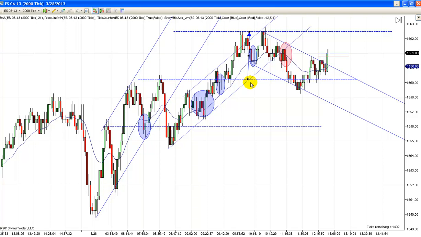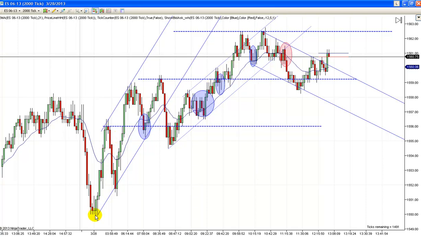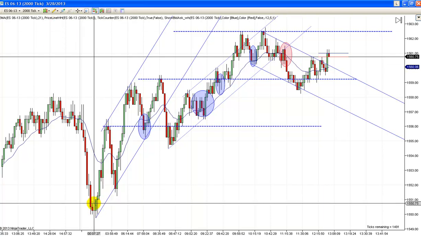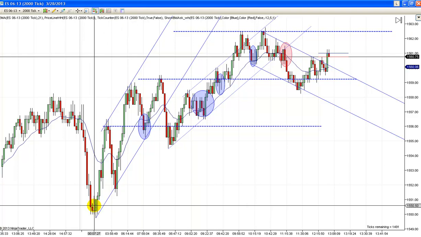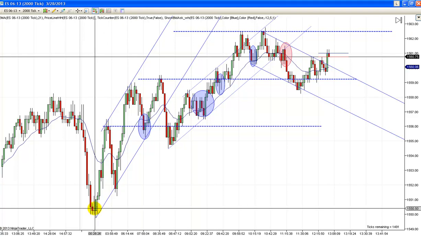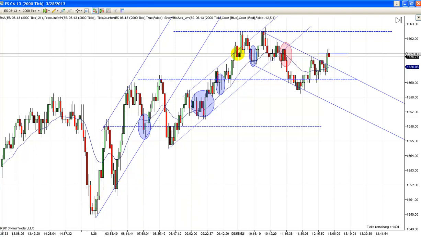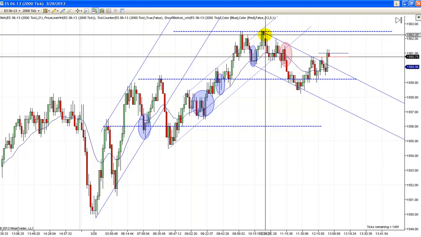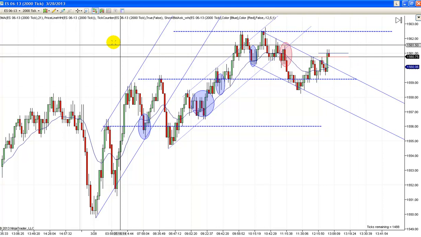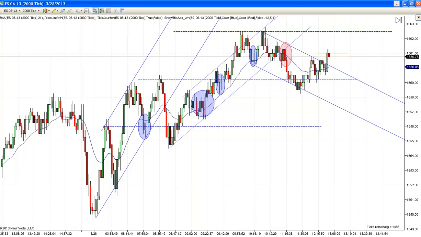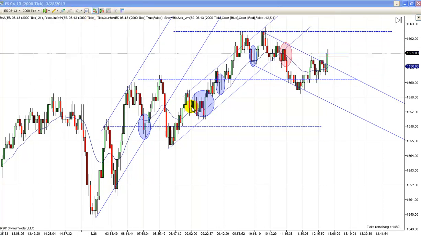But you couldn't ignore the fact that the trend was up since whatever time this started. Let's just look, since midnight basically, my time, the trend has been up all the way through 10:30 or so today, 10:35. So you can't ignore that trend.